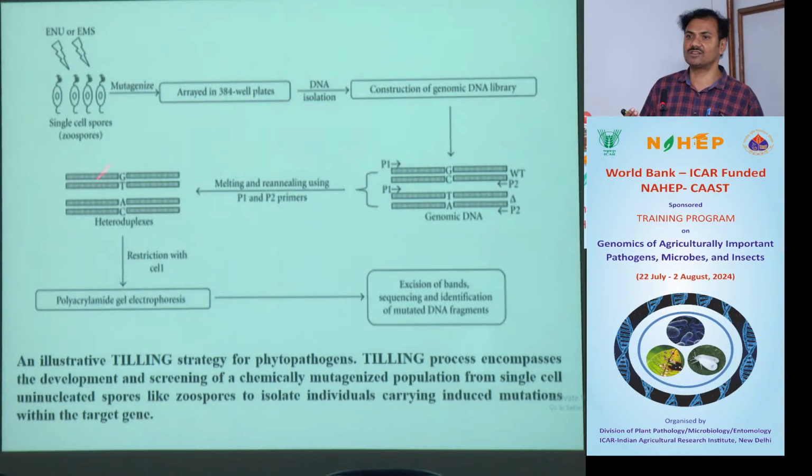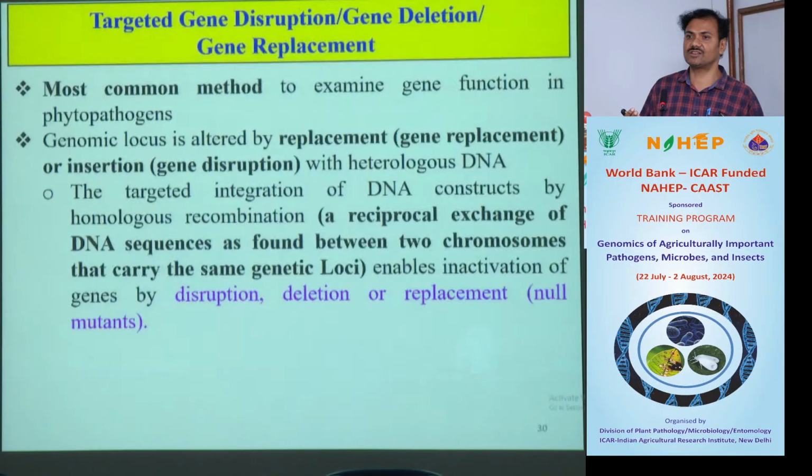The only thing is, after developing the population, you have to pool all the DNA. That's pooling. You have to make a library, and then you have to find where the mutants are, and for that you can use the various methods, as I told.